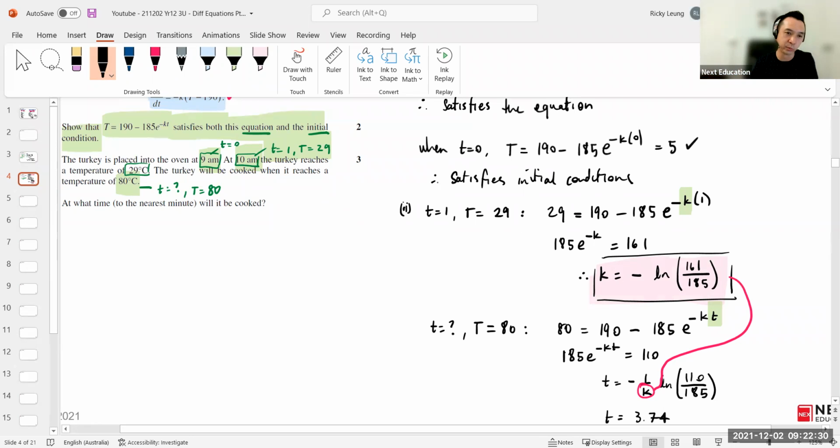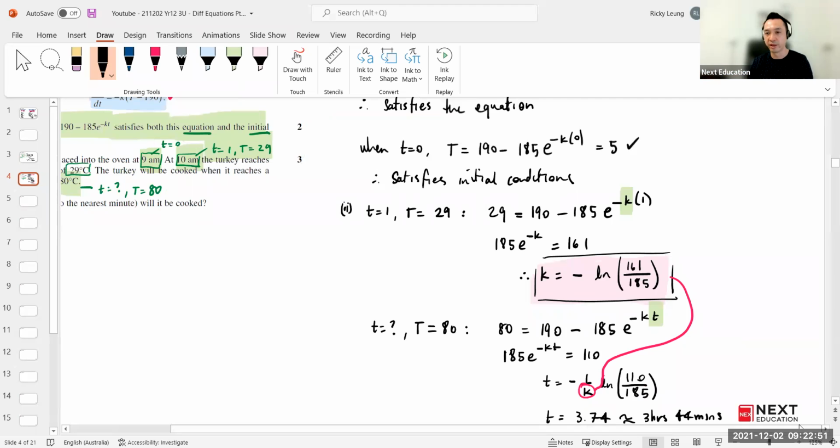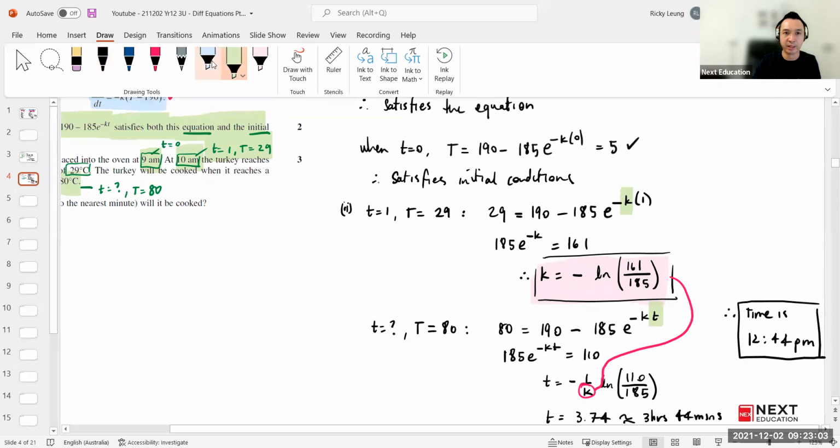The question is, find what time to the nearest minute. Now, this is hours. Not only is it hours, it's hours after 9 a.m. So if you add 3 hours to 9 a.m., it's 12 p.m., and add 0.74 of an hour, it's about 44 minutes. So this is like 3 hours and 44 minutes. So I would say, therefore, the time is 12:44 p.m. That's when it's actually the answer.